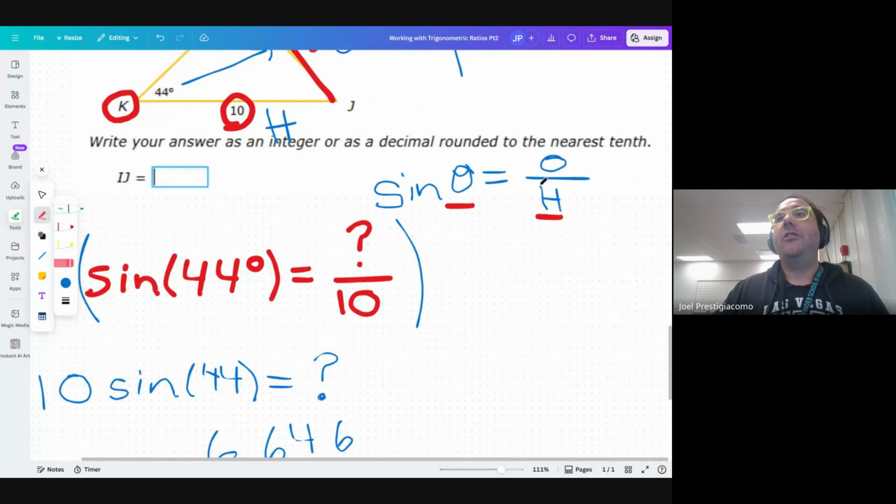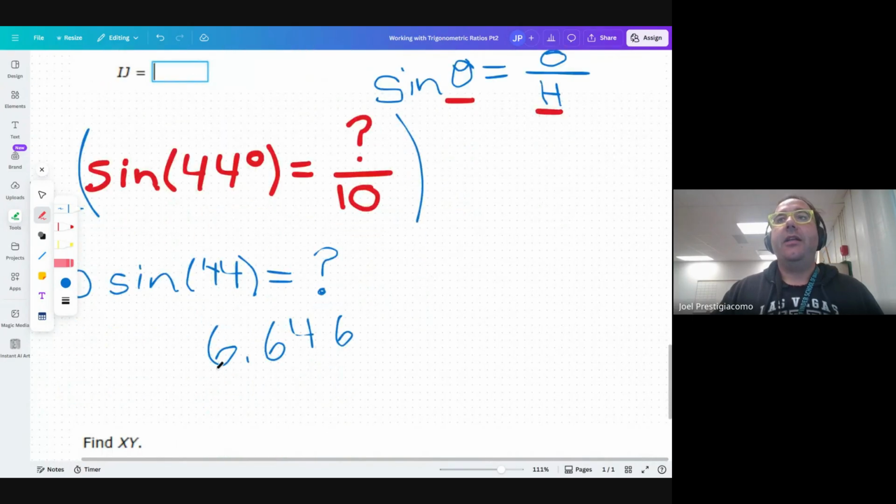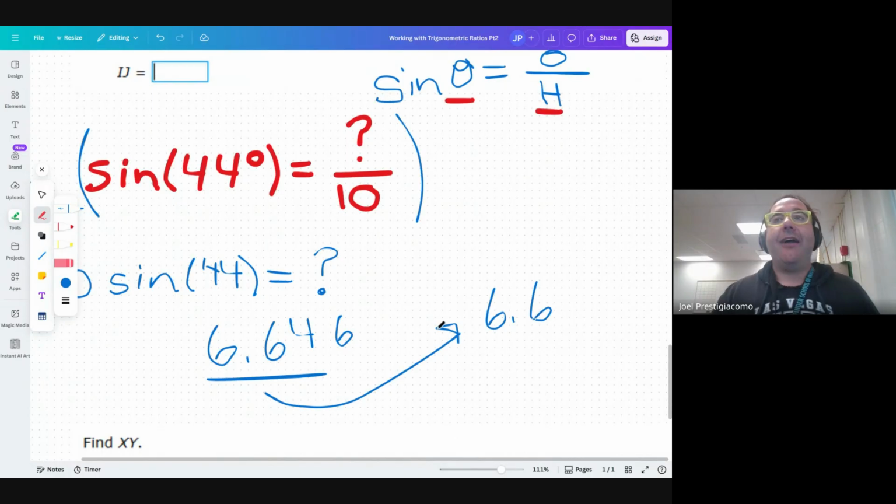Now, look at what the answer asks for. It says rounded to the nearest tenth, right? So if we rounded this to the nearest tenth, this would round down to 6.6. Again, the number after the tenths place is a 4, so we go down.